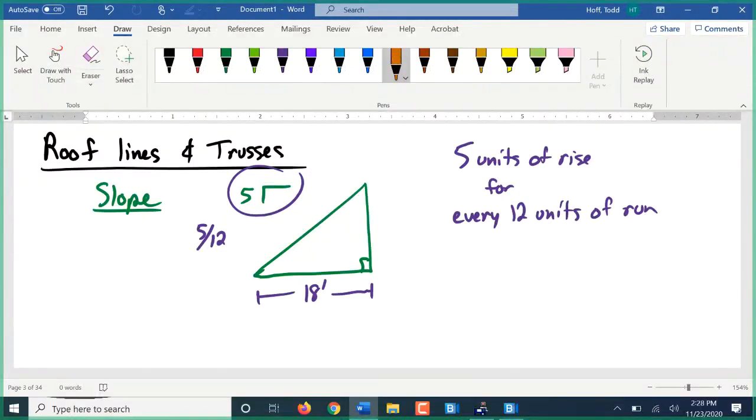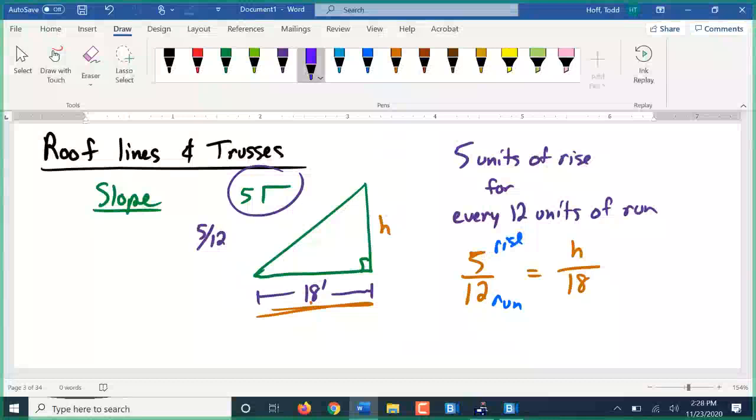We can set that up as a proportion. 5/12, remember 5 is the rise, and 12 is the run, just like a slope on our graph. And that's going to equal, we know 18 here is horizontal, that's the run. We are looking for the rise. I'm going to call that h for height. To find that, like we did with percents back 9-10 weeks ago, we cross multiply. So we multiply the two numbers that are diagonal with each other.